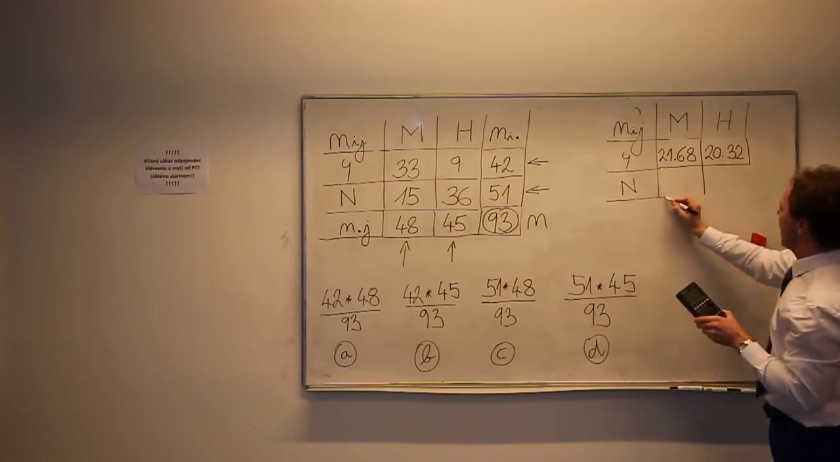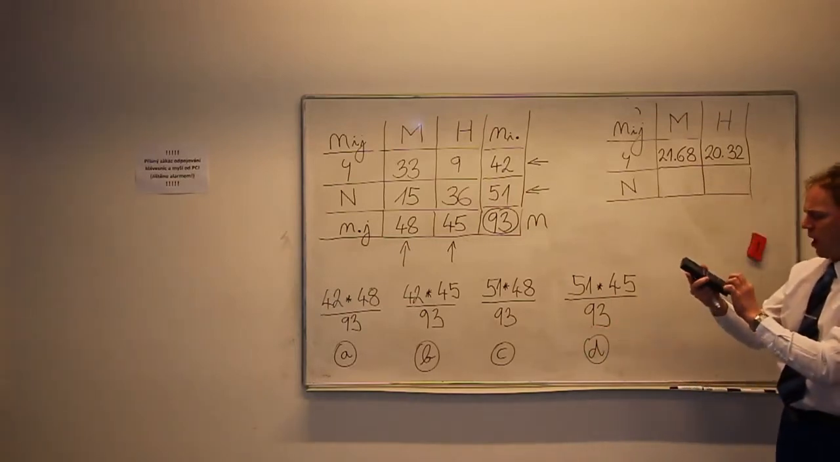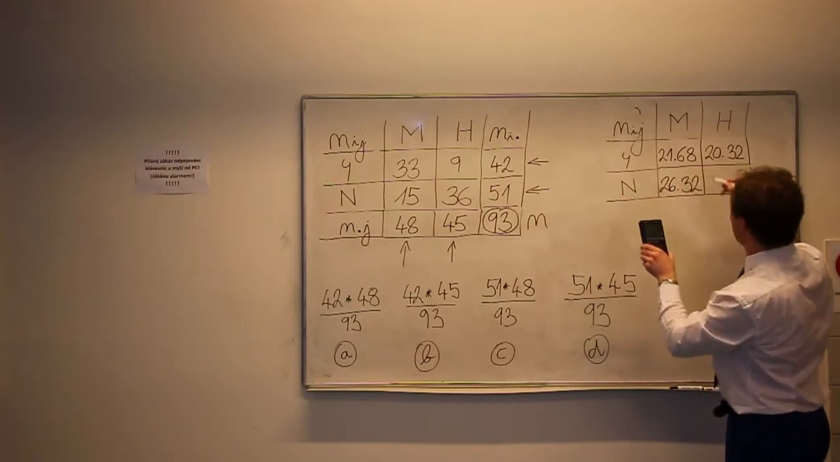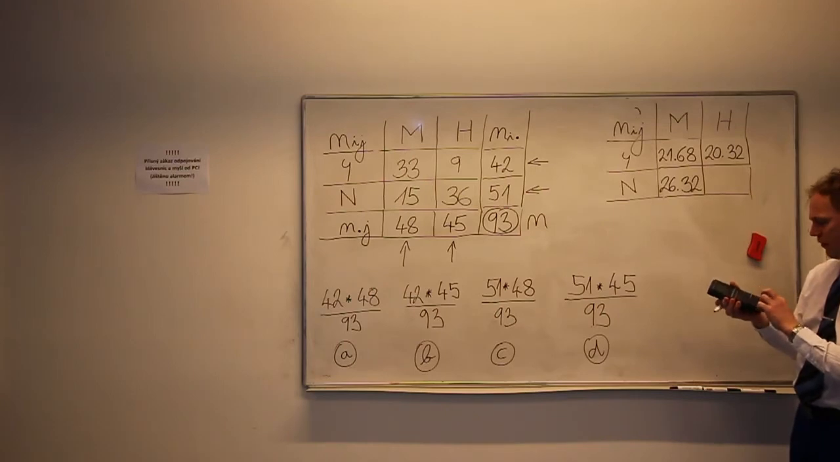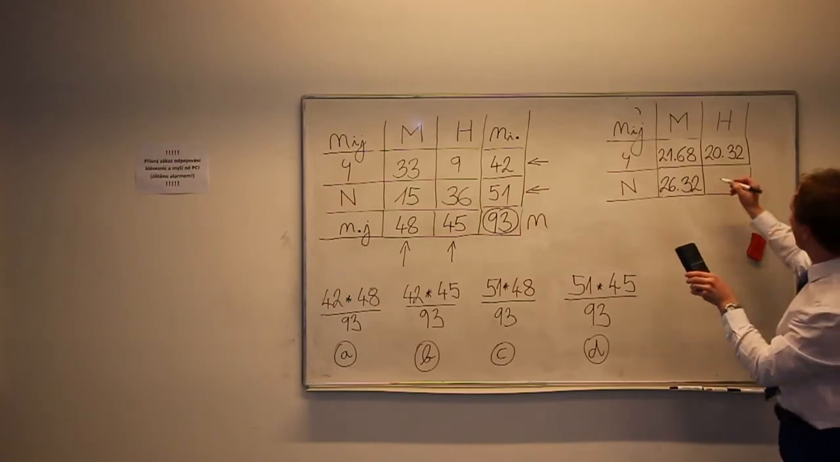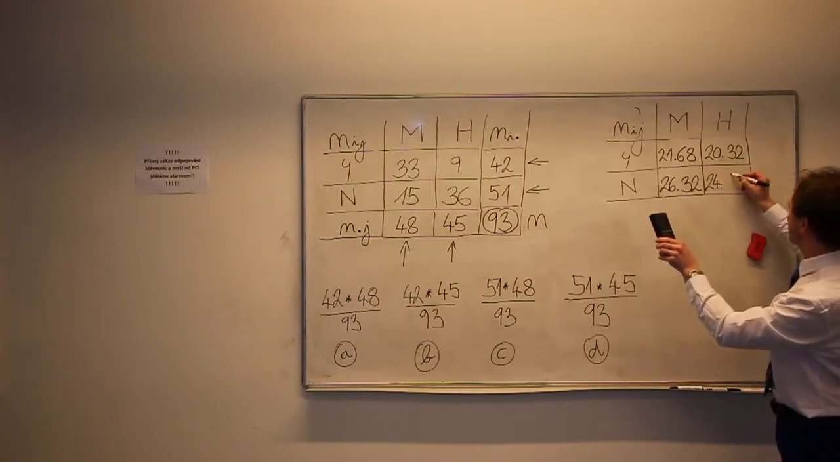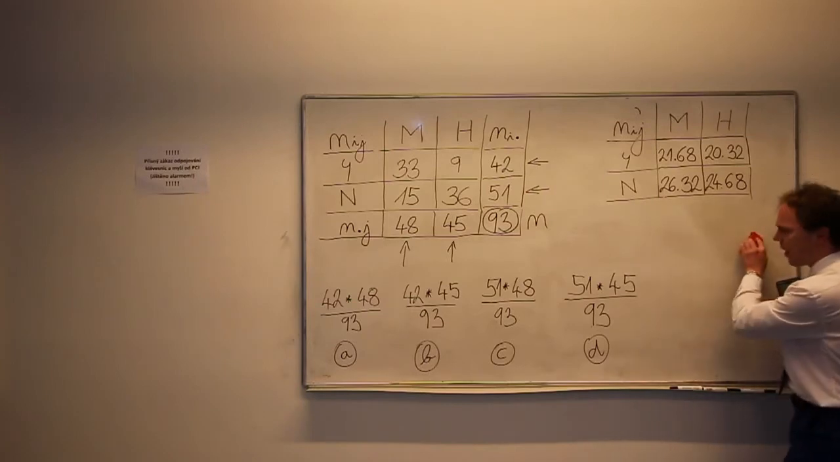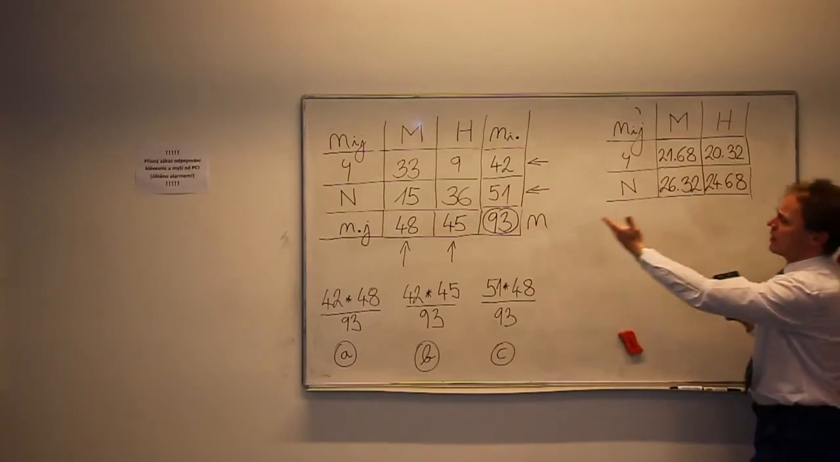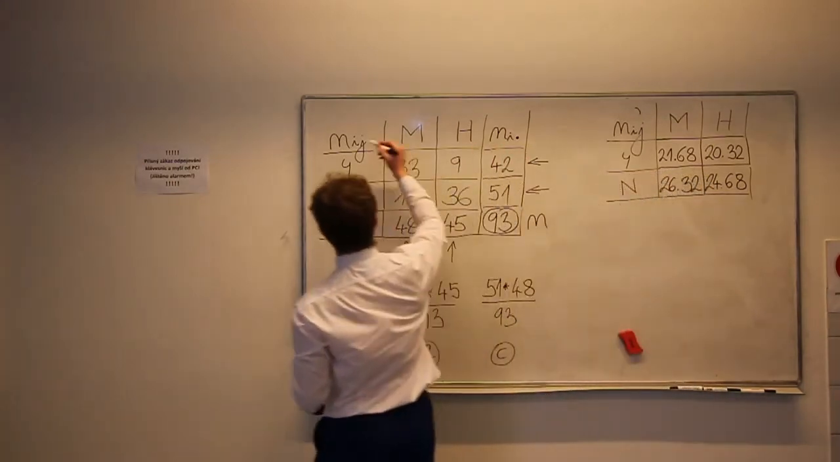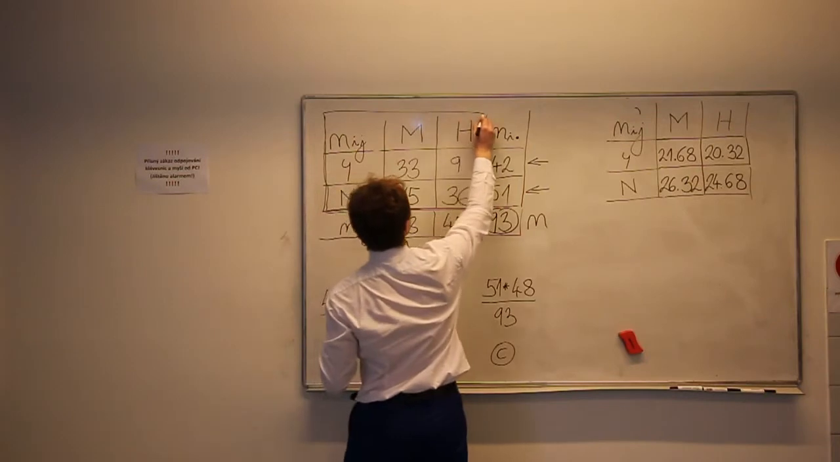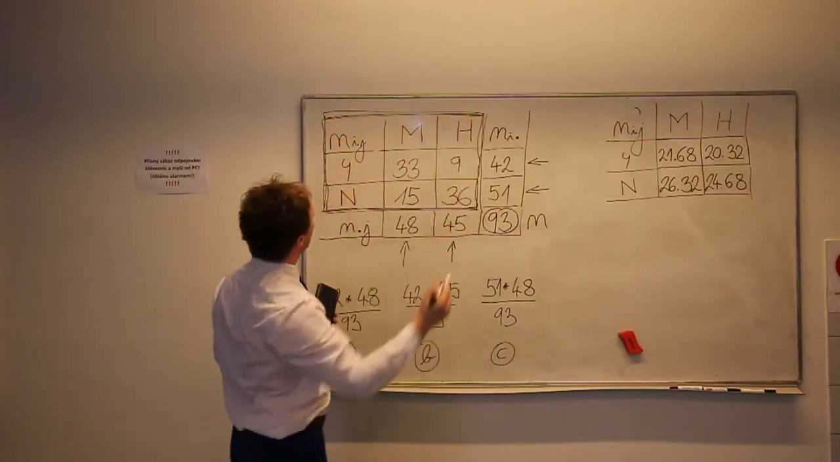20.32. Okay, another result. This one, 51 times 48 divided by 93. 26.32. And finally, 51 times 45 divided by 93. 24.68. Okay, so the table with expected theoretical frequencies, and there is a table with empirical frequencies, yes? Only this we had at the beginning, and everything else is calculated.